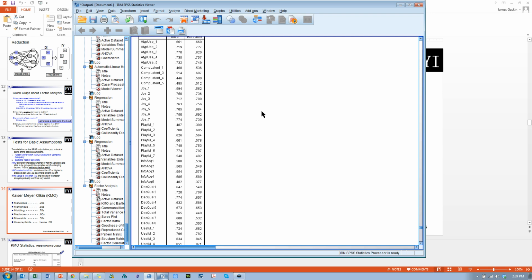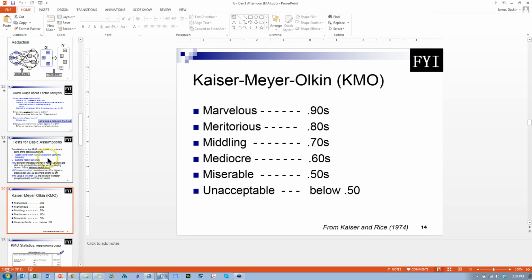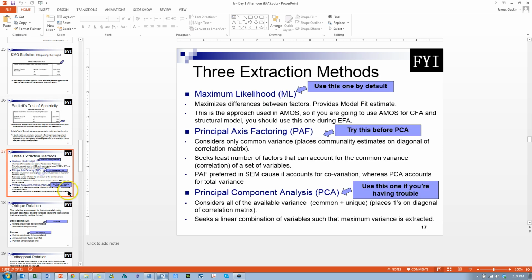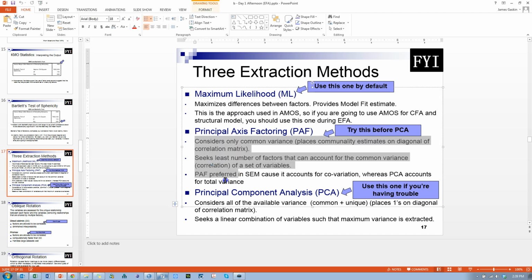Let me show you the slide on that. Here we go. I have a slide just for you. PCA and then PAF, these three. When do you use which? This tells you exactly what they do, and hopefully you can infer why you'd use them then.